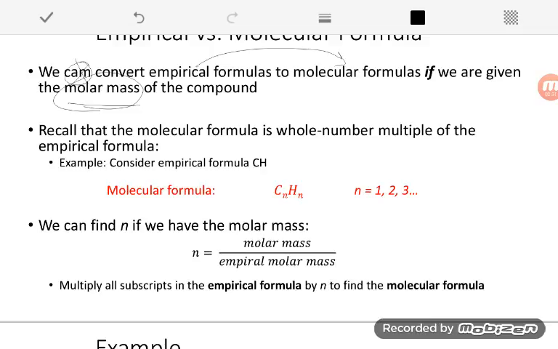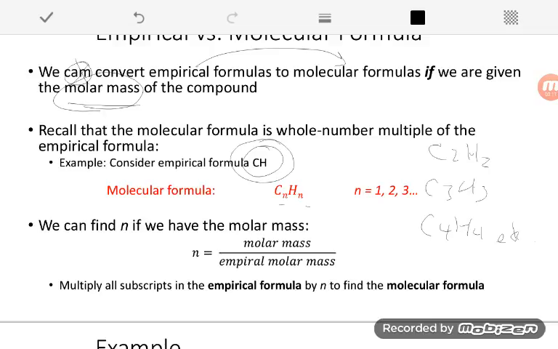So recall that an empirical formula is just the simplest ratio. So the molecular formula is just some multiple of that. So if we had an empirical formula CH, you could have a ton of molecular formulas. It could be C2H2, C3H3, C4H4, etc. Just as long as those numbers were the same, so that the ratio was a 1-to-1 ratio.